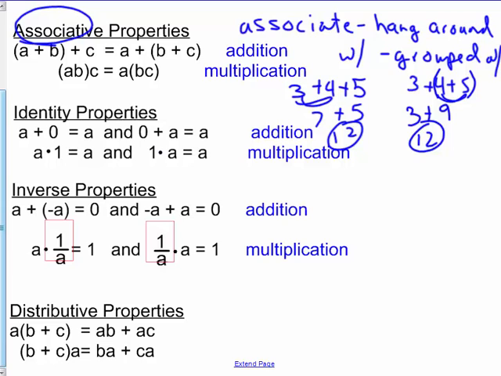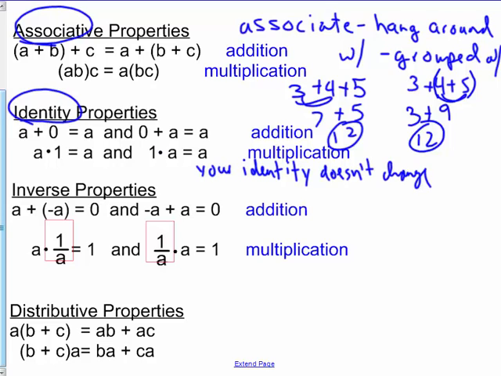The identity property. What is your identity? Your identity doesn't change. What does not change what I originally have? If I start with A plus what number will give me exactly what I started with, A? In multiplication, A times what number will give me just A? In addition, it's 0. In multiplication, it's 1. 5 times 1 just gives me 5, what I started with. The identity, the beginning, doesn't change.